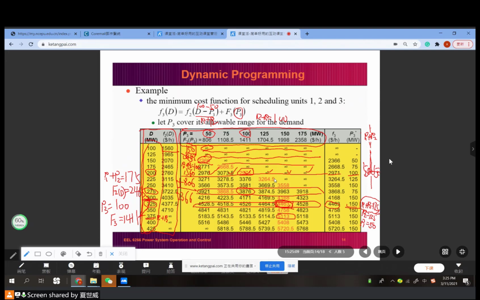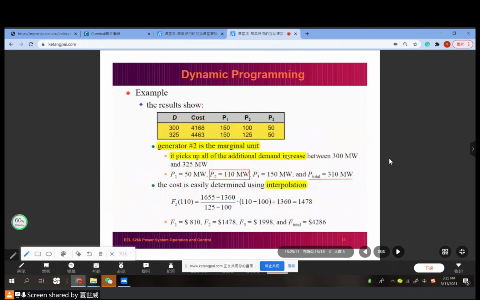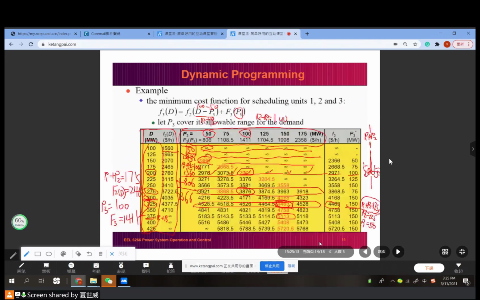Yes. Without finishing our problem, you will find that we have to continue. Until now we only have some possible solutions for certain node levels. For example, 100, 125, 300, 325. I know our question is to support the 310. Not this one or this one. We have to continue. Oh, okay. Very good.